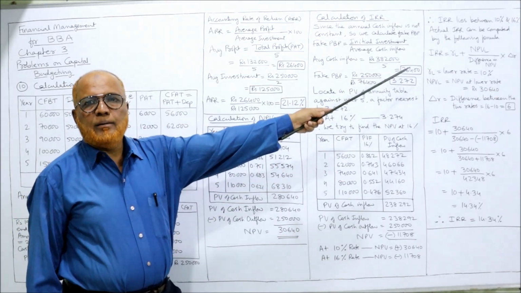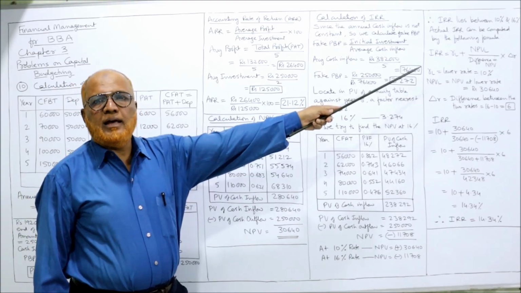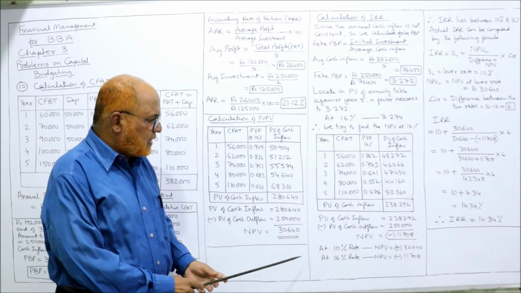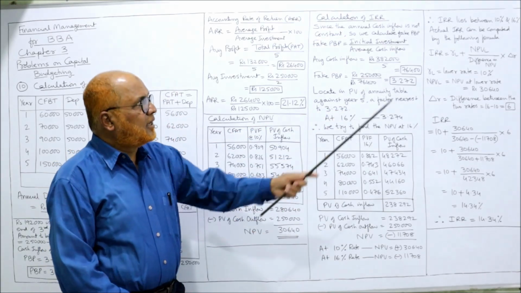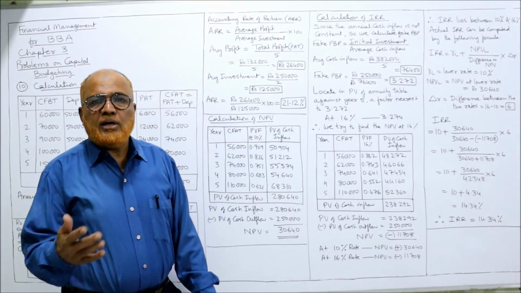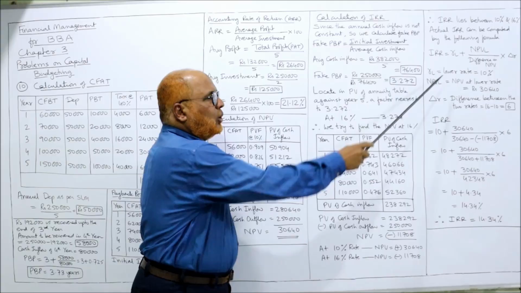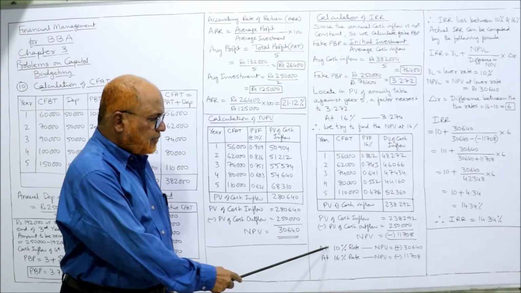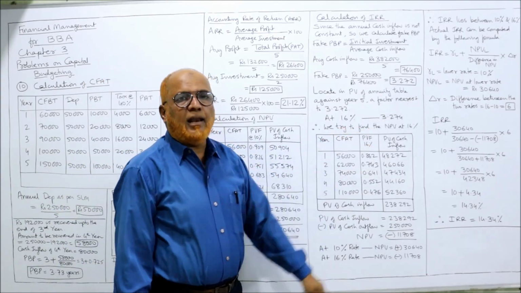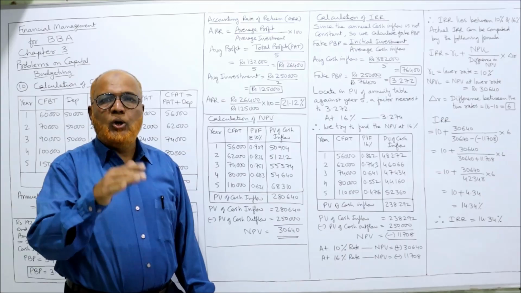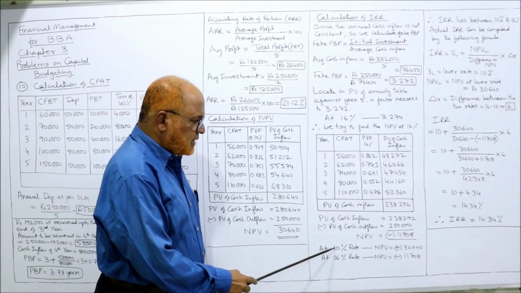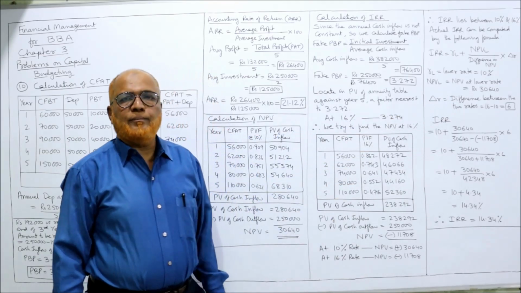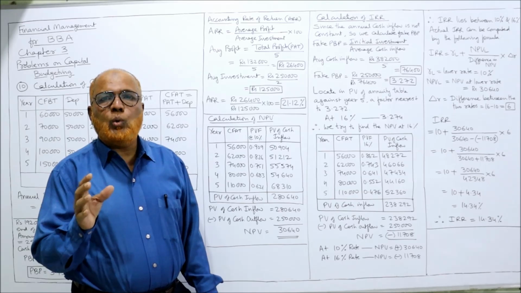IRR is equal to RL plus NPV L, where L stands for lower rate, divided by the difference in NPV, into delta R. Now what does it mean? RL is equal to the lower rate. The lower rate is 10%. And NPV L is the net present value at the lower rate. At the lower rate of 10%, the NPV is 30,640.